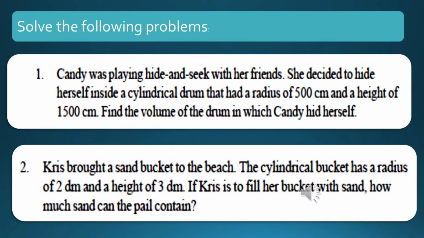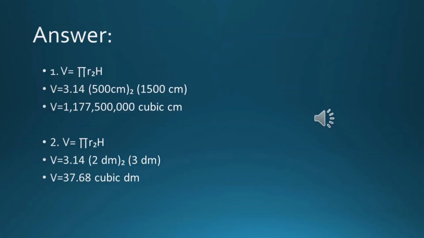Another problem, number 2. Chris brought a sand bucket to the beach. The cylindrical bucket has a radius of 2 decimeters and a height of 3 decimeters. If Chris is to fill her bucket with sand, how much sand can the pail contain? I'll give you 7 minutes to solve the problems. Let us check your work.